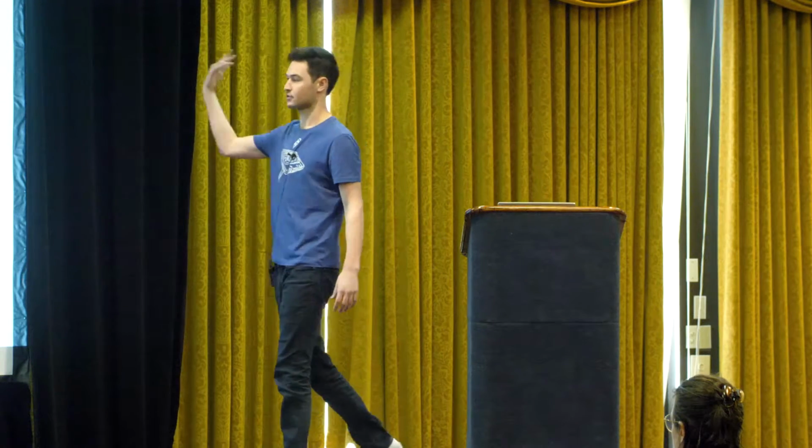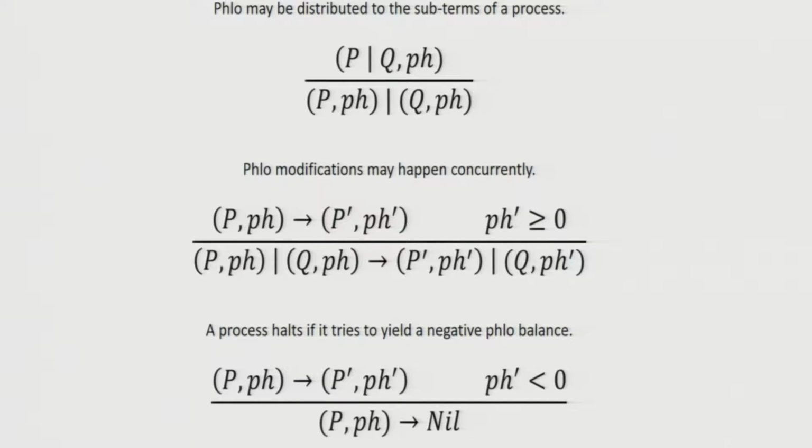So if p can go to p prime, modifying the flow balance, then we'll notice q witnesses the modification to the flow balance. And thirdly, which is essentially a semantic translation of our transition invariant, says that if pH can go to p prime, pH prime, and it tries to yield a pH value that's less than 0, then the process must halt, i.e. go to nil.